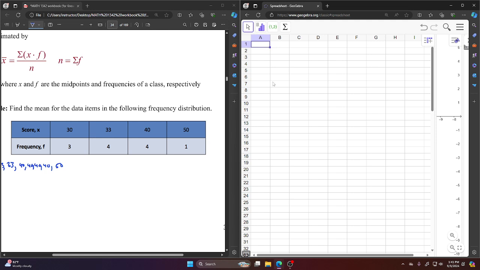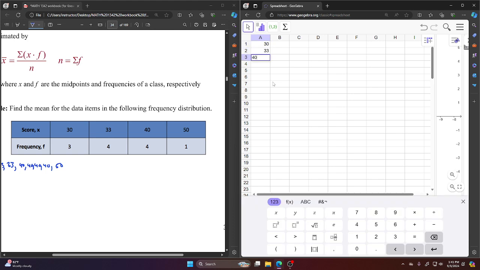So I'm going to start with the X's: 30, 33, 40, and 50. These are my X's. And then I want the frequencies: 3, 4, 4, and 1. Notice that I've changed my table. My table was going sideways, now it's going down. That's okay. We could put labels on that in GeoGebra, but this is what you really need to do.